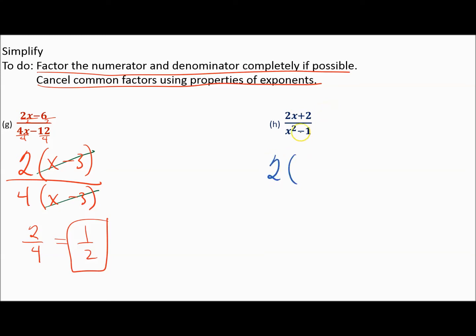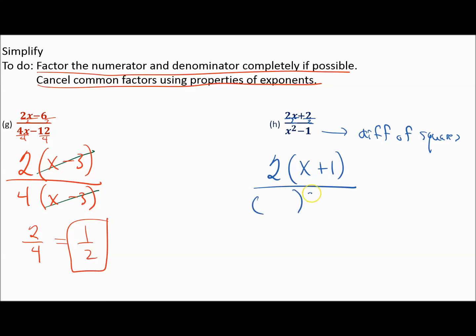I'm going to pull that out. So that means I'm dividing each of these terms by 2. It gives me x plus 1 left in parentheses. And the denominator, that right there, is a difference of squares. So again, you're going to have to know how to factor to get through this entire chapter. I cannot encourage you enough to make sure you know how to factor before you move on.